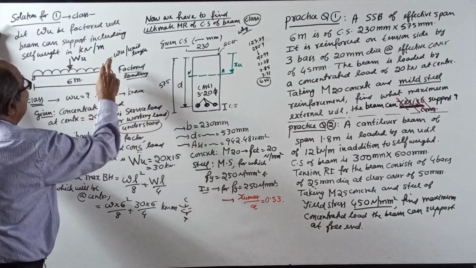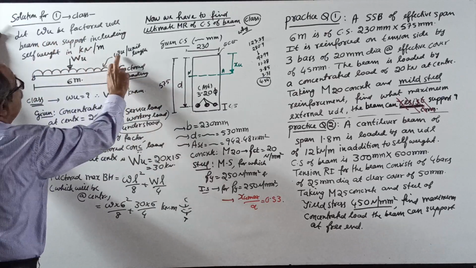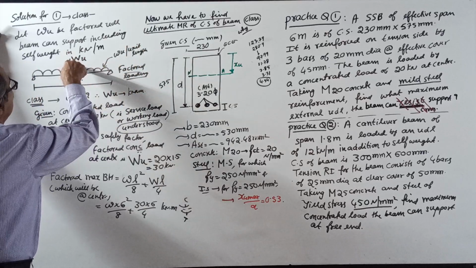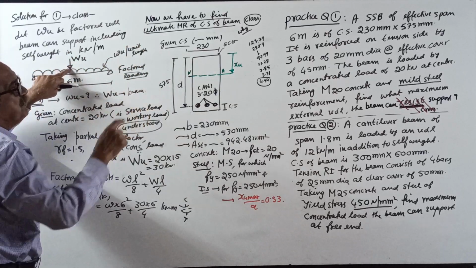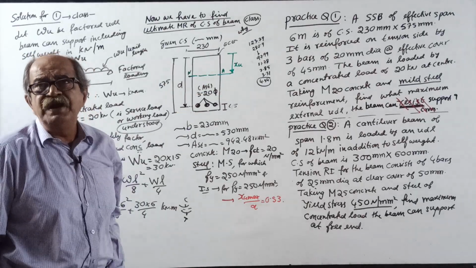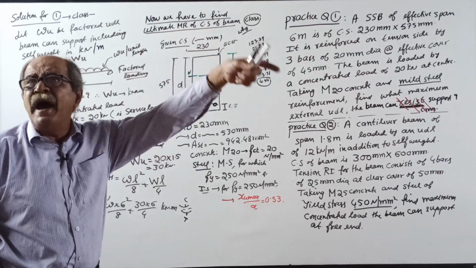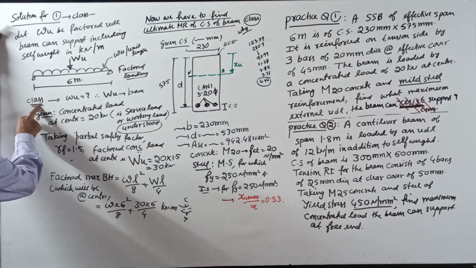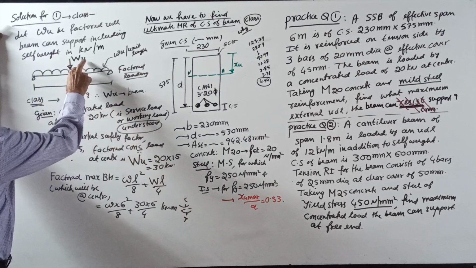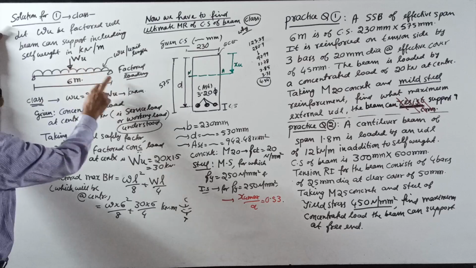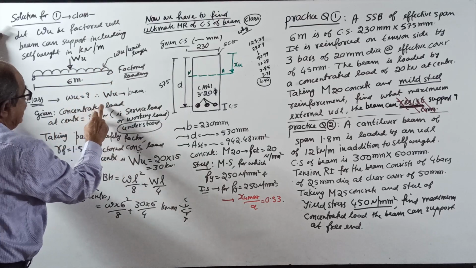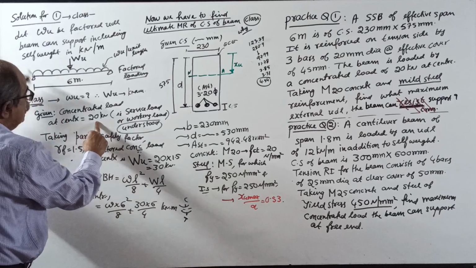Span is 6 meter. See, our UDL unknown is WU for unit length. This is a factored loading. At the center, they are applying a point load. How much? 20 kN. Again, go back to last class. See, given in the class, WU you have to find. WU should be known. Why known? Given concentrated load at center is 20 kilonewton.